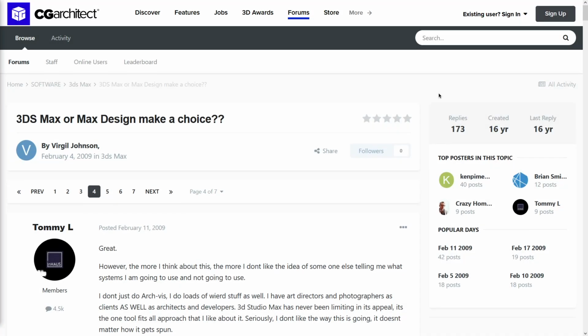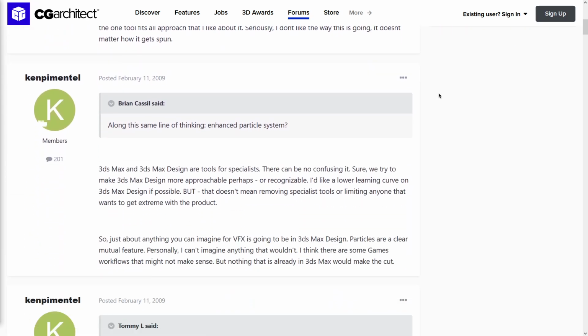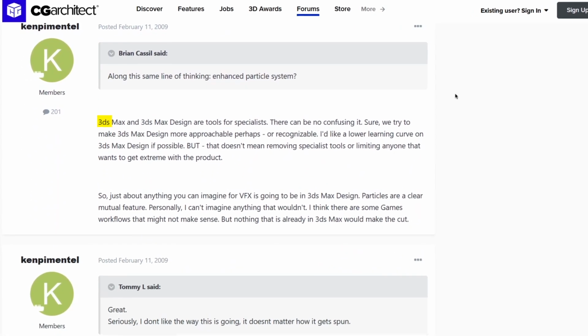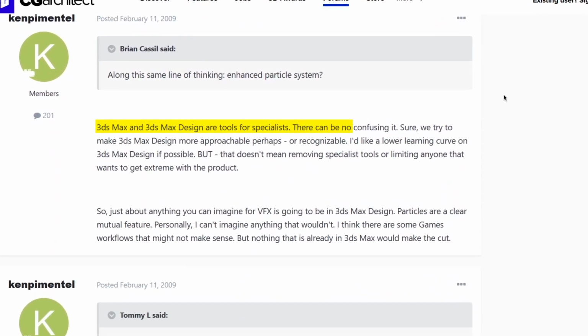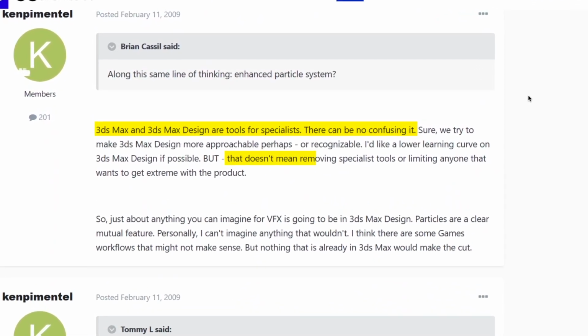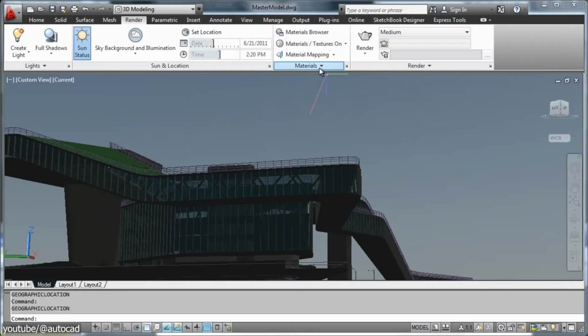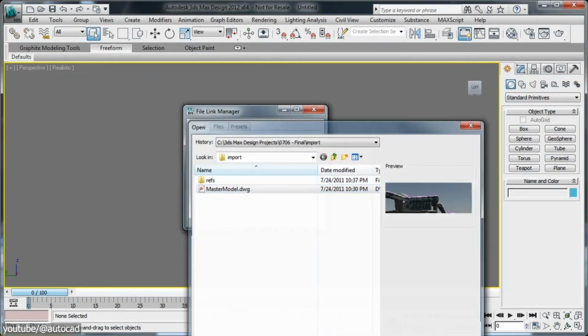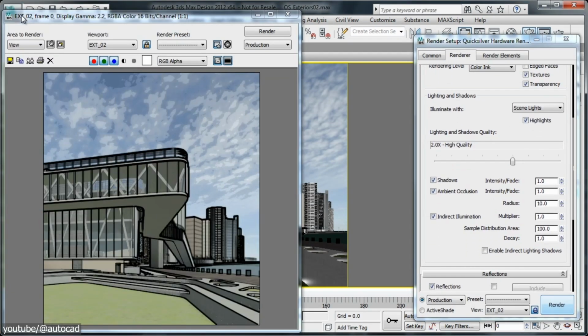Autodesk's own product manager at the time, Ken Pimentel, jumped into forums to try to clarify. And he said, "3ds Max and 3ds Max Design are tools for specialists. There can be no confusing it. That doesn't mean removing specialist tools or limiting anyone." End quote. Despite Pimentel's assurance that the parallel versions wouldn't be confusing, there were undeniably too many confused users.